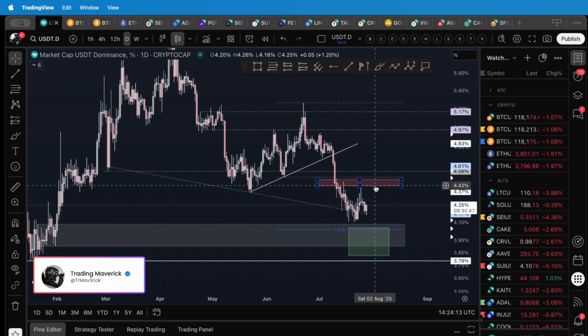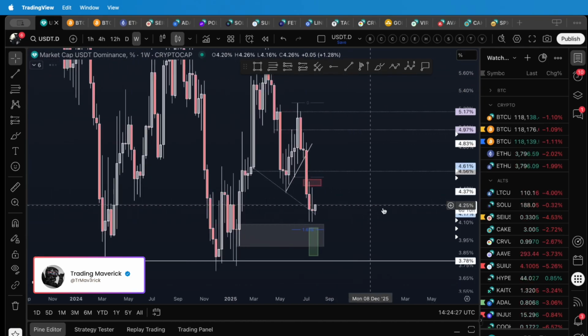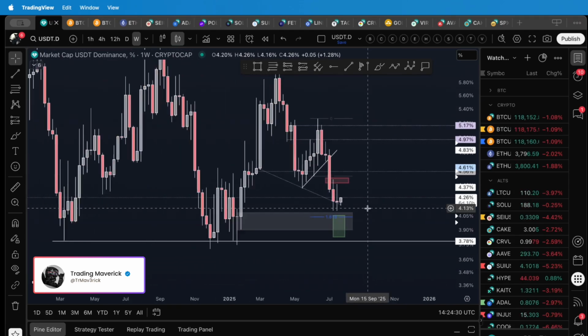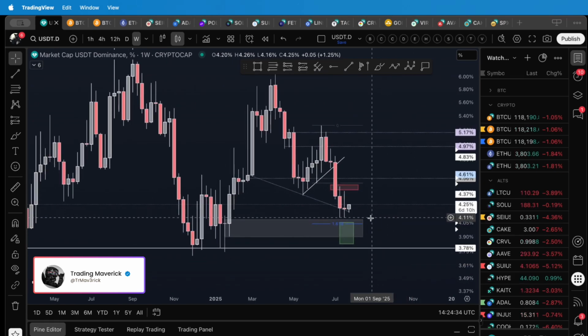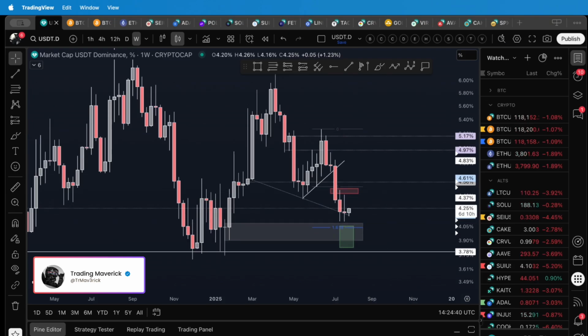But yeah, pretty much 4.43% should be look for longs and 4% should be look for shorts. But it's just messy, choppy here, so I don't know. But on weekly it looks a little bit better, more clear. I think that it's going to roll over into new lows, so Bitcoin should move up.